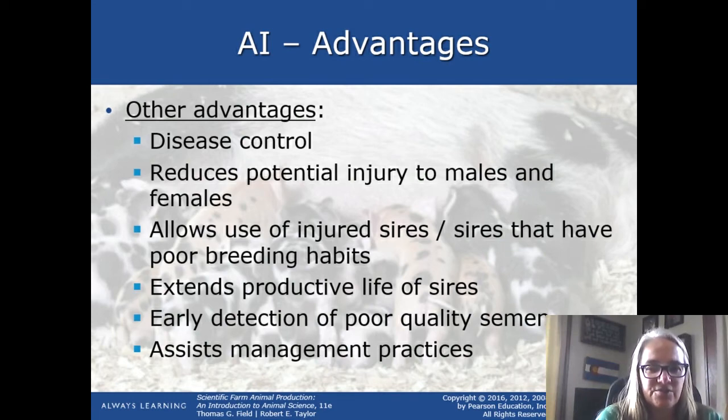There are certain situations where injury occurs to both male and females in the breeding process, and artificial insemination can prevent that. It also allows us to use a sire that either has poor breeding habits or has been injured, especially in older bulls. Injuries to the hind quarter as a result of breeding are kind of common as they age, and this allows us to use the genetics of that male a little bit longer.